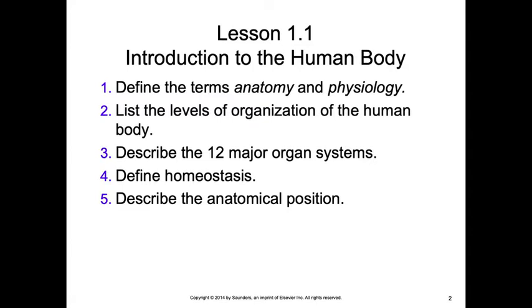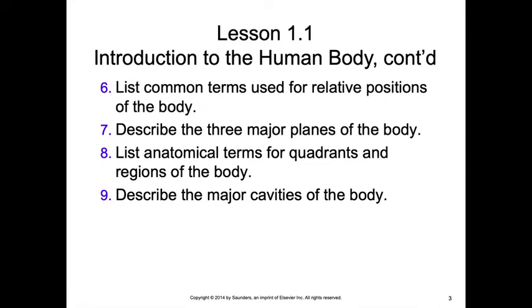We'll move from there to talking about the different levels of organization of the human body. We'll talk about the major organ systems. We'll define homeostasis, and we'll talk about anatomical position. We'll list some common terms for relative positions of the body, describe the three major planes of the body, talk about anatomical terms for quadrants and regions, and talk about the major body cavities.